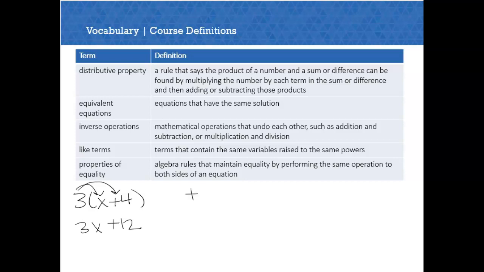Inverse operations: addition and subtraction, multiplication and division. And then like terms are terms that have the same variables. And like terms are even things just like numbers. So each of these is a set of like terms.